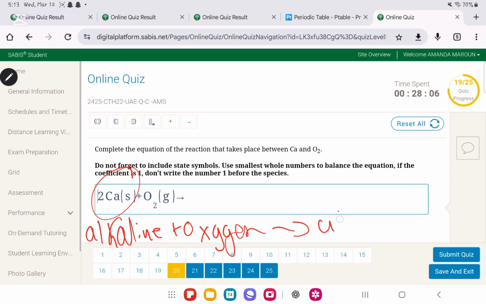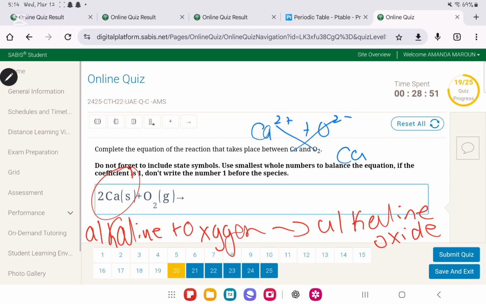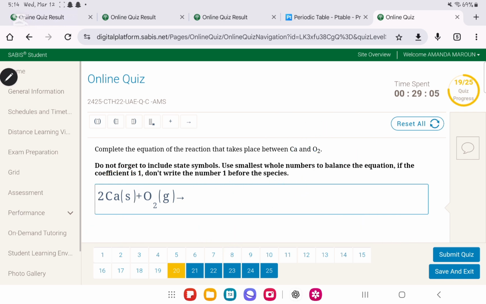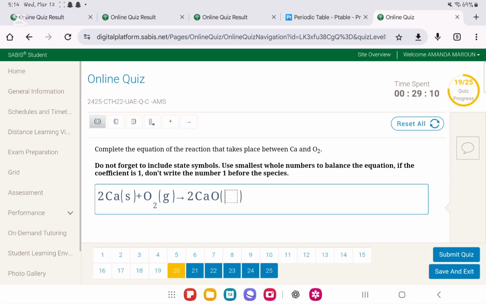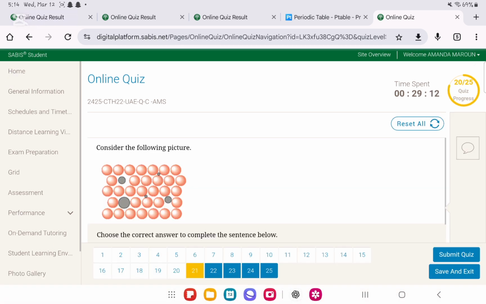So it's going to form an alkaline oxide. Here we are going to use the ions, so it's Ca2+ and O2-. You do the crisscross method, you will get CaO. So the product is going to be CaO. Of course, it's not balanced, so you're going to put 2. And CaO is a solid. So very simply, it is 2CaO solid. We move on to question number 21.